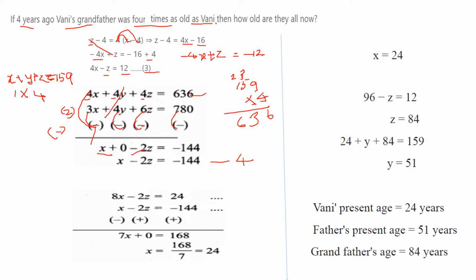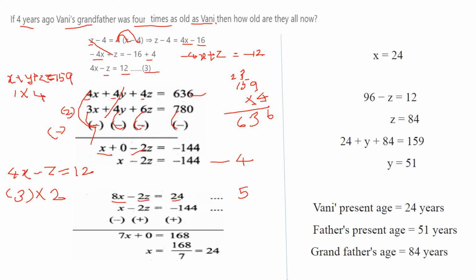Next, third equation into 2. Our third equation is 4X minus Z equal to 12. So 4 into 2, 8X, minus Z into 2, minus 2Z, 12 into 2, 24. This is our fifth equation.